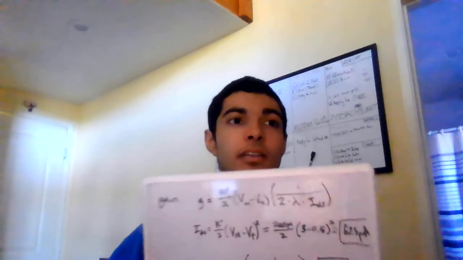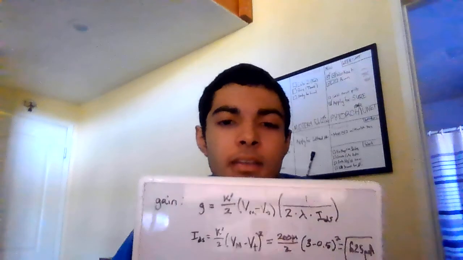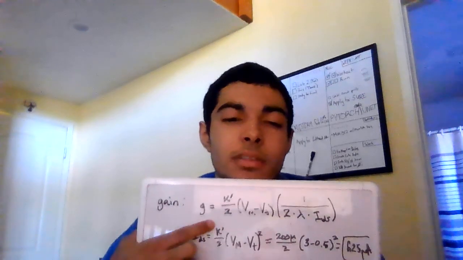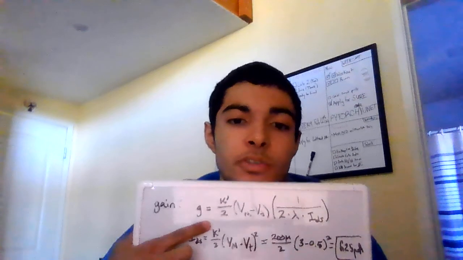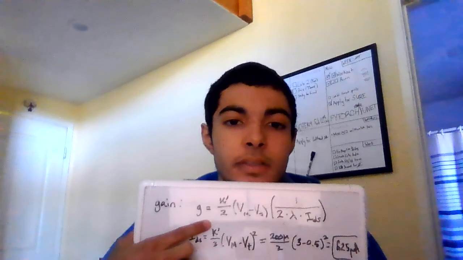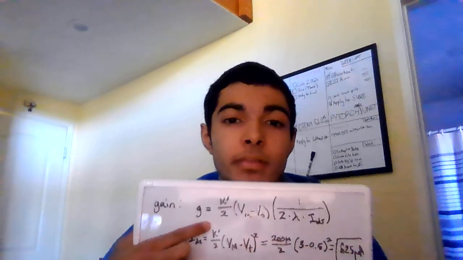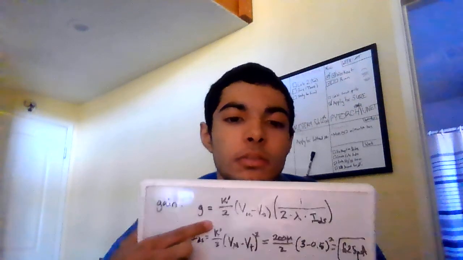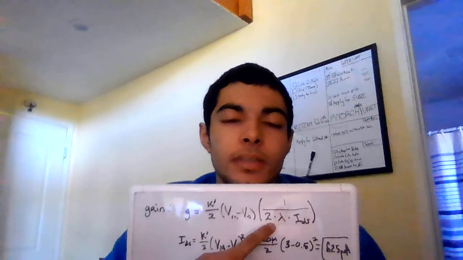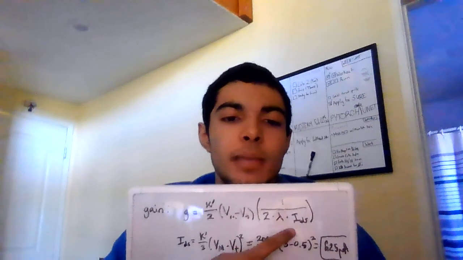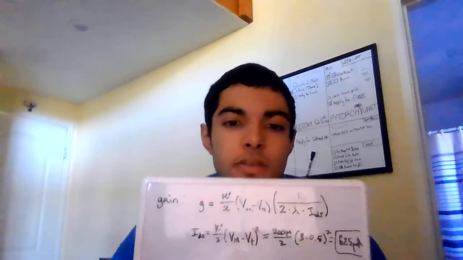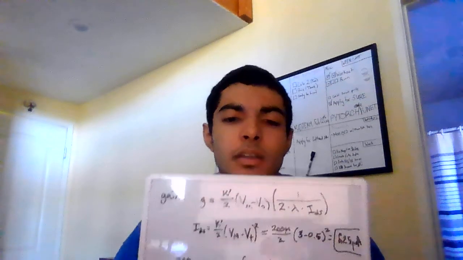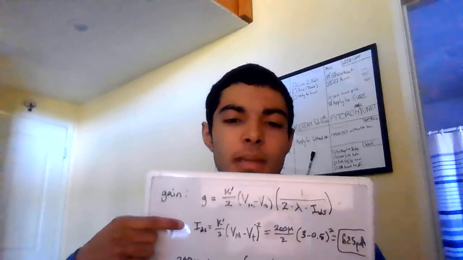And then for 2B, finding the gain, use this equation here. So you have G equals K prime over 2 times VM, which we just found, minus VT, which in this case is 0.5 volts, and then times 1 over 2 times the length modulation term times IDS. And so the gain is dependent on the current from the drain to source. So we need to find that current at VM.